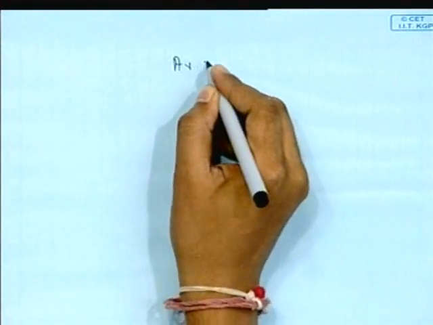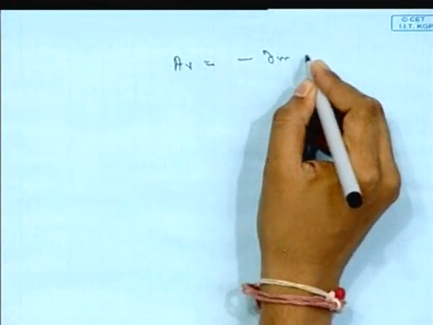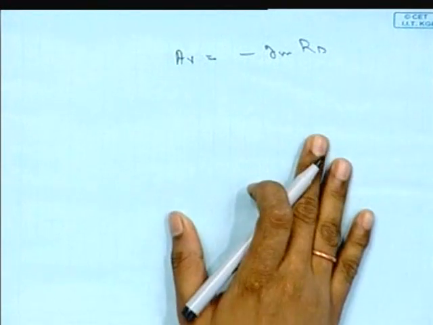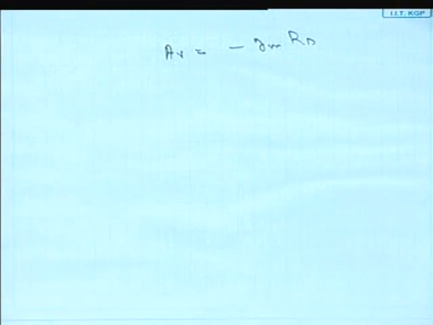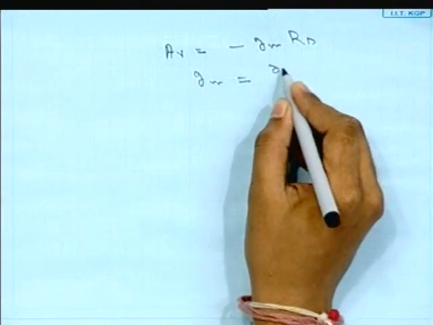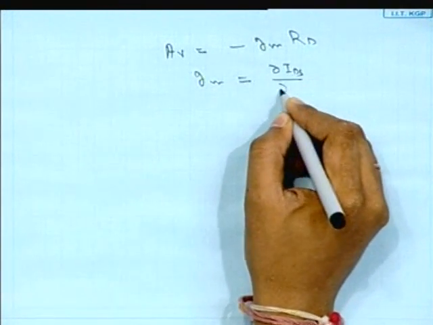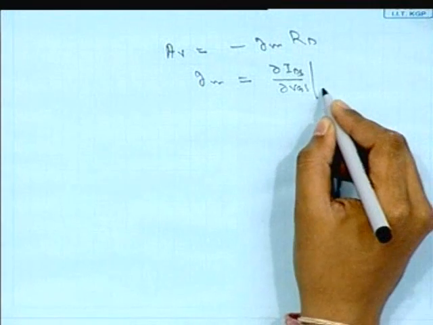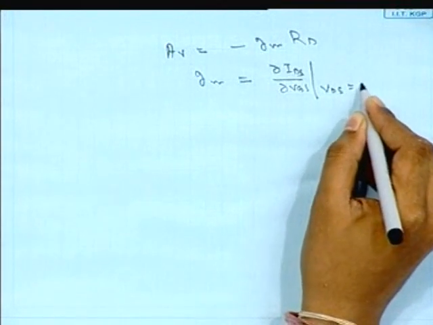Now this gain AV, we can neglect the r0 again. This AV equals minus gm RD. And what is the gm? Can you remember what the gm is? gm is nothing but delta IDS by delta VGS with VDS taken constant. Okay.